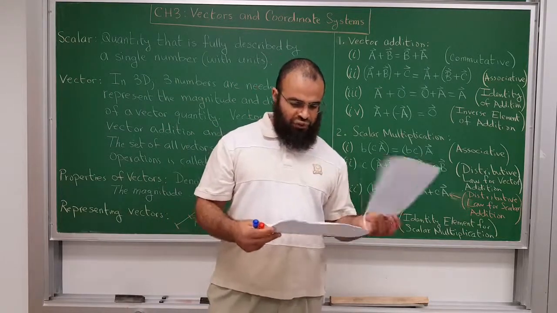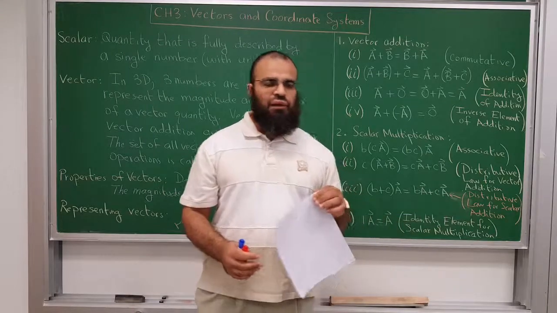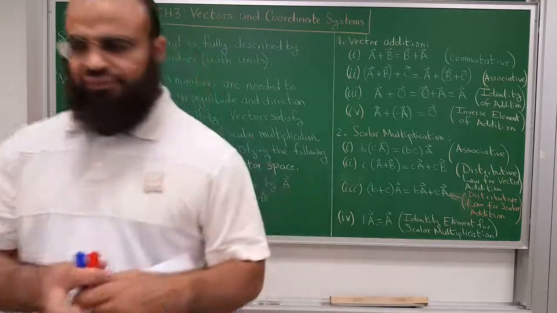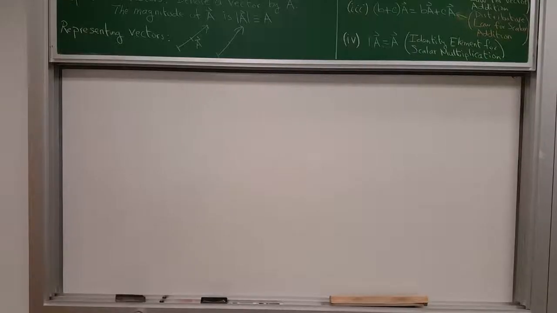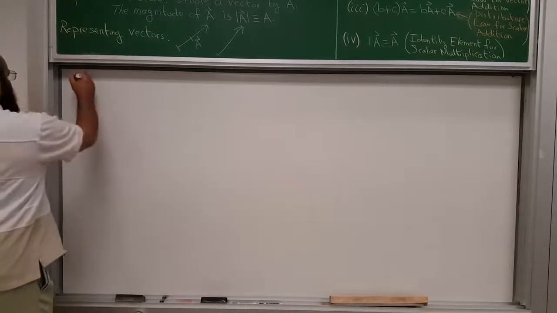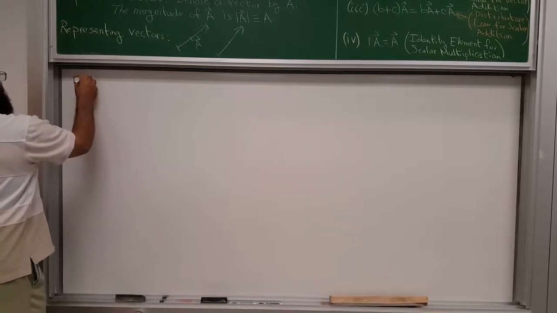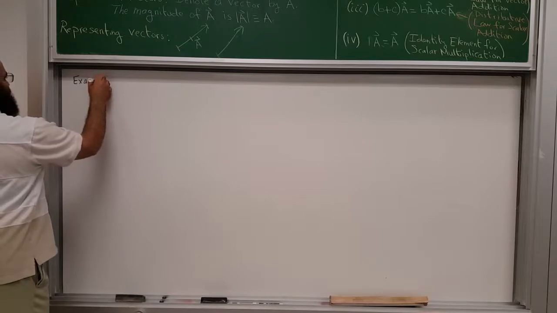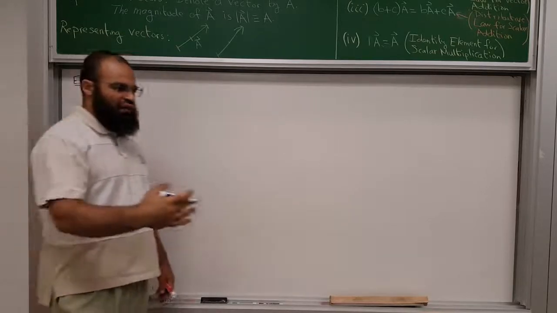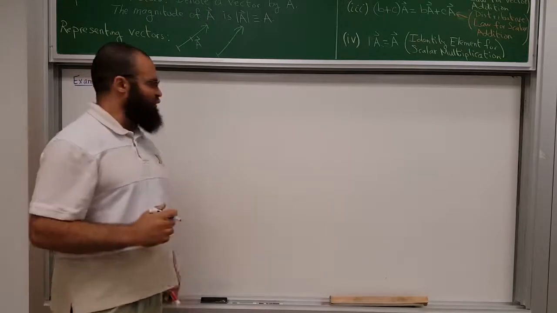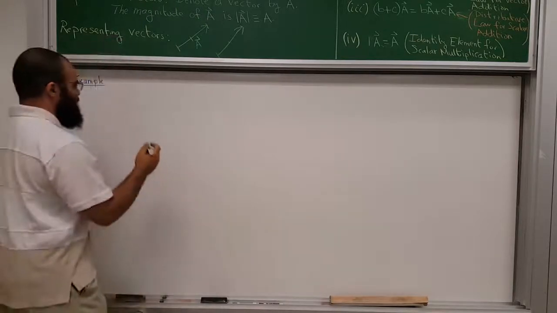Okay, so let us get to some examples. Here is the first example. Suppose I walk 4 miles east and then 3 miles north. Okay? So 4 miles east and then 3 miles north.